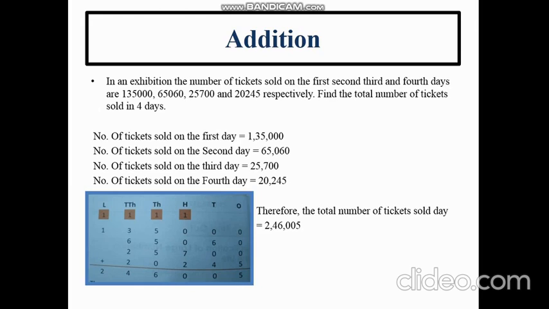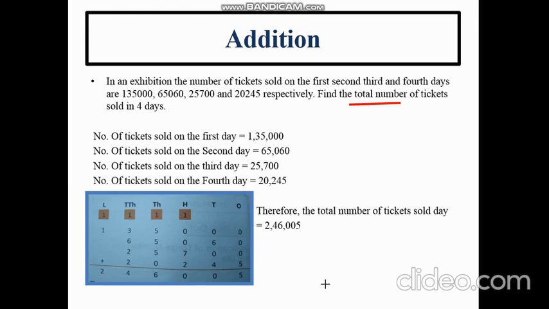I will read out the problem for you. In an exhibition, the number of tickets sold on the first, second, third and fourth days are 1,35,000, 65,060, 25,700 and 20,245 respectively. Find the total number of tickets sold in 4 days. So what is the keyword here? Keyword is total number. Whenever we have to total something, we are going to add all the numbers.